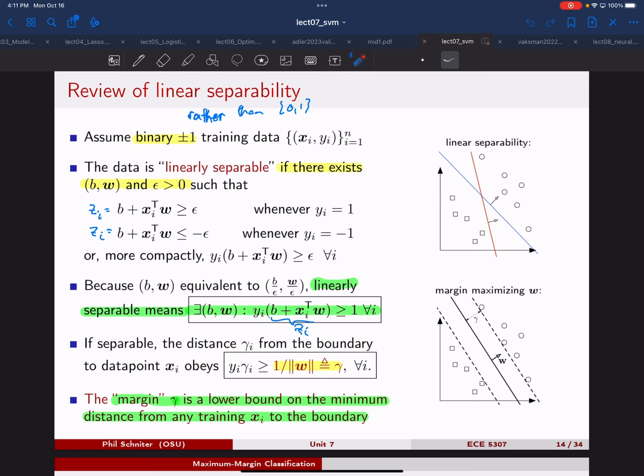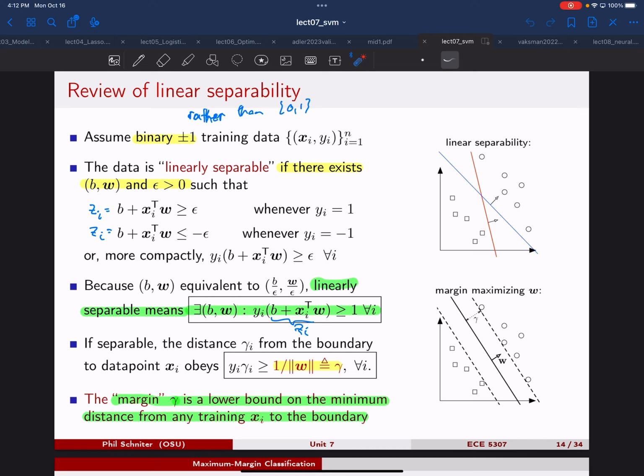It says that if you look at those sign-corrected distances and you change the signs on them, in the case you have linearly separable data, these will all be positive. And it says that this is a lower bound on essentially the distance from a point to the boundary. So here's a picture. This is a linearly separable data set. We can split the two kinds of labels with a line here. And this is the margin. This is a lower bound on the minimum distance.